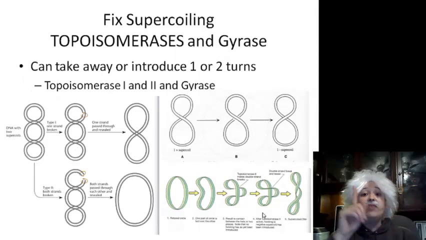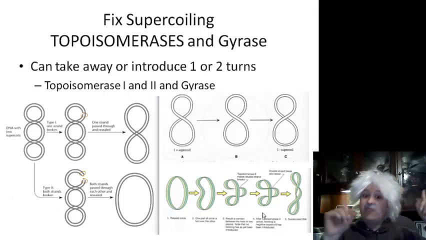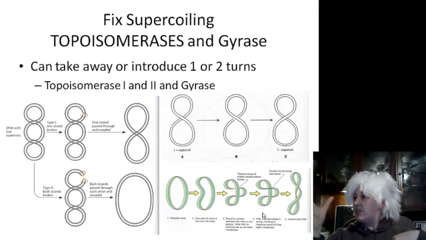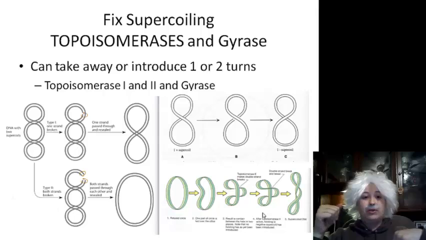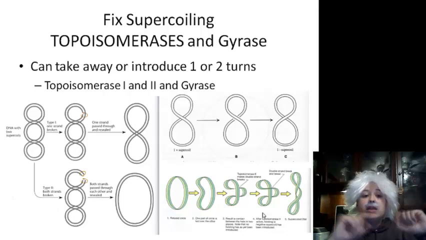Fixing the supercoiling! We have topoisomerases, and gyrases. What these enzymes do is take away or introduce one or two twists.